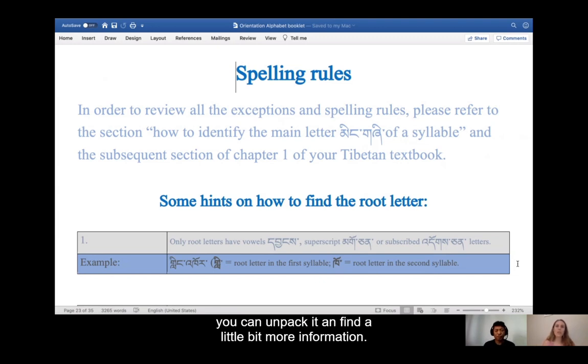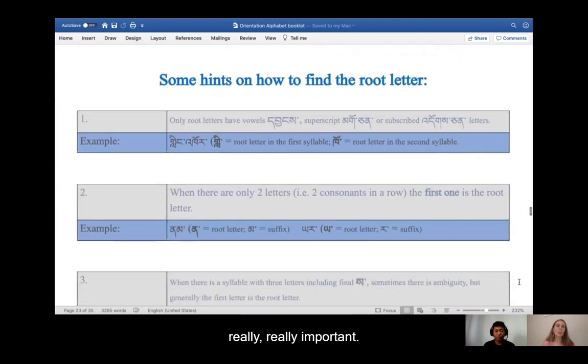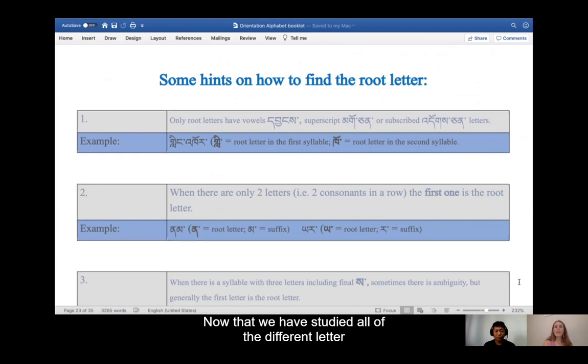All right, so first of all, there's one topic that is really, really important. Now that we have studied all of the different letter combinations, what happens if we are not sure how to recognize which one is the main root letter in a word? That is crucial. We need to know which one is the main root letter so that we know which one will be voiced. All right? So let's look at that. There's going to be a few examples.